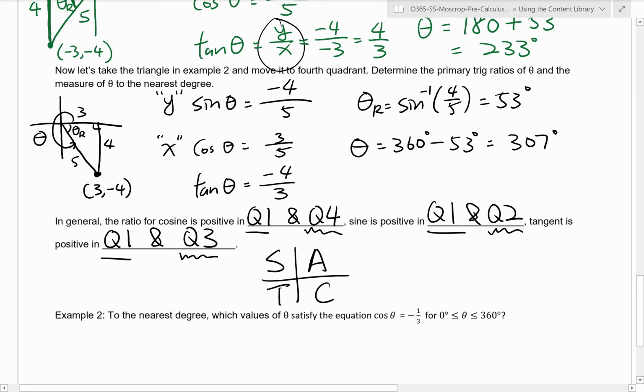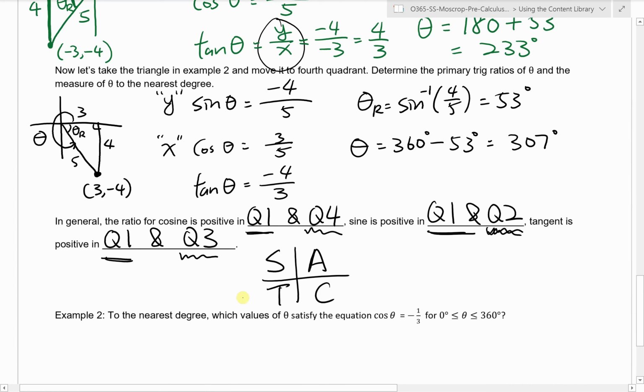It means all the trig ratios are positive in quadrant 1. S stands for sine. Only sine is positive in quadrant 2. You can see only sine is positive in quadrant 2. T stands for tangent. Only tangent is positive in quadrant 3. C stands for cosine. Only cosine is positive in quadrant 4. You can see, right? Everything is positive in quadrant 1. But for 2, only sine is positive. For 3, only tangent. And for 4, only cosine is positive.